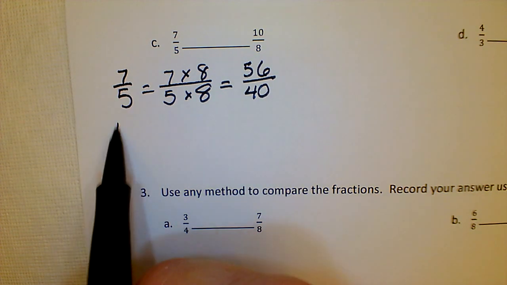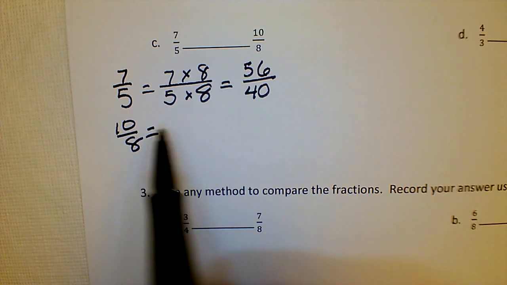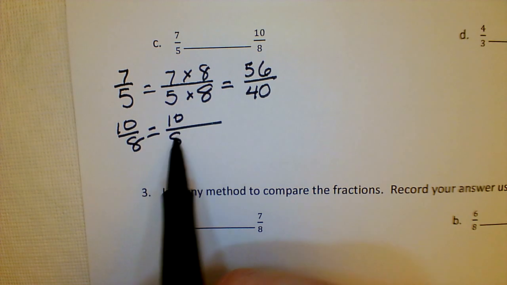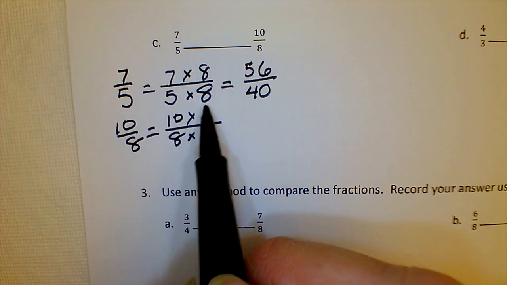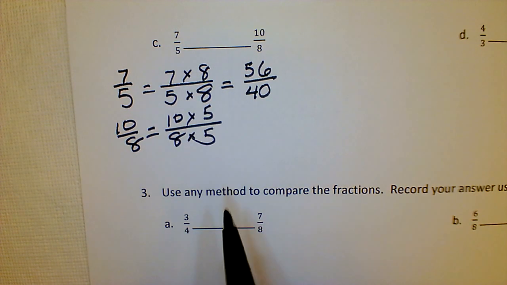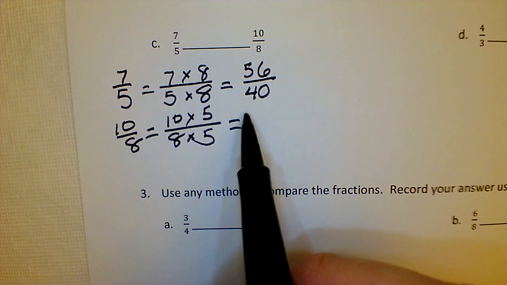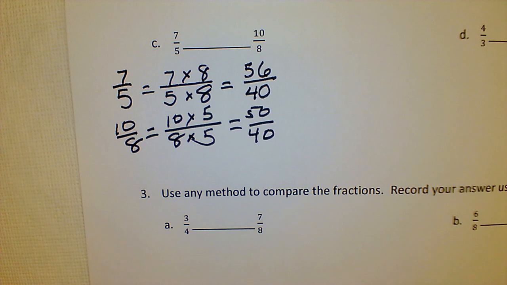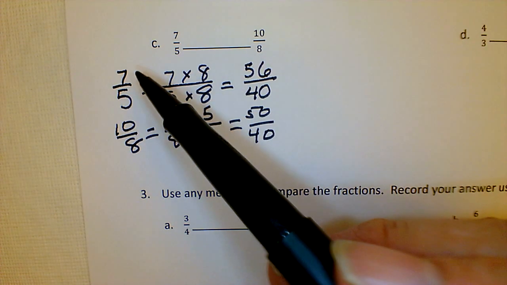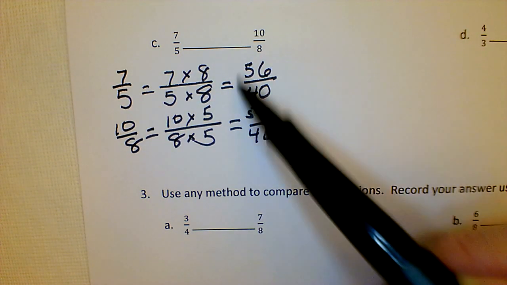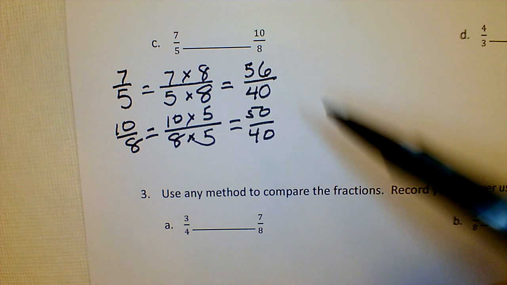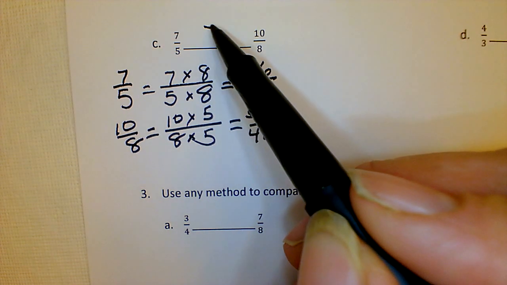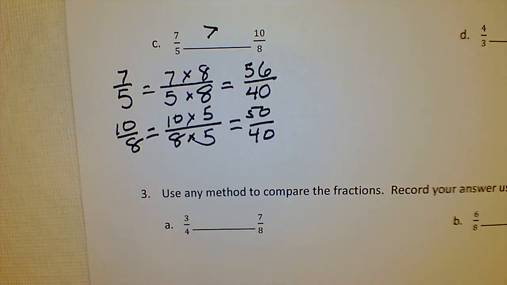So now let's do 10/8. Again, I'm going to show what I'm starting with, and I'm going to multiply by the other fraction's denominator, which in this case is 5. 10 times 5 is 50, and 8 times 5 is 40. So now what you should be seeing is that very clearly 7/5, which is 56/40, is greater than 50/40, which means that 7/5 is larger. Wow, I feel like they're all going the same direction, all the ones that I've picked to do for you. How funny is that?